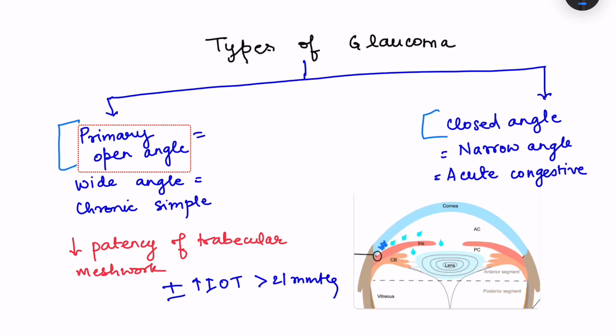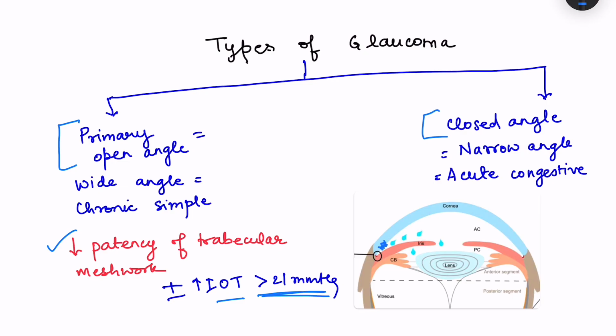So in primary open angle glaucoma, the cause is not some other disease, but there is decrease in patency of the trabecular meshwork, and this can lead to increase in the intraocular tension, and when it becomes more than 21 millimeter mercury, we call it increased IOT. But remember that the IOT can be normal as well. However, we will target to decrease intraocular tension if we get the characteristic changes of glaucoma.